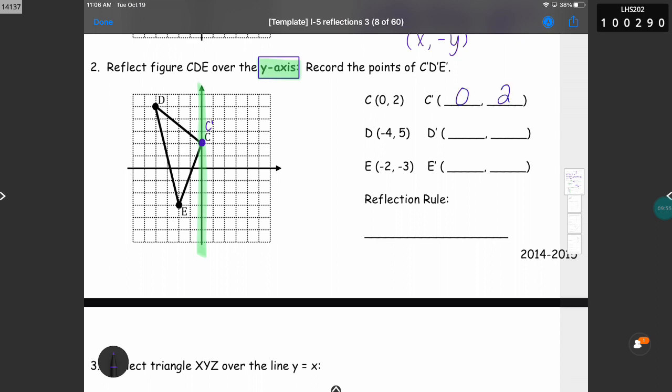Okay, what I want you to do, go ahead on your page protector, draw your X and Y axis, draw or plot your points C, D, and E, and then go ahead and flip your page protector over that y-axis.